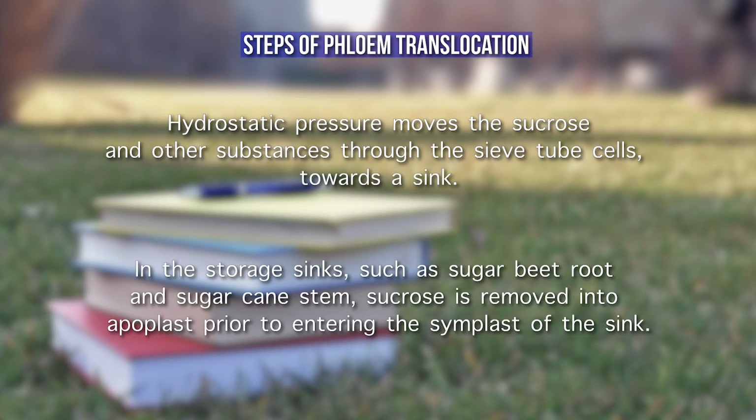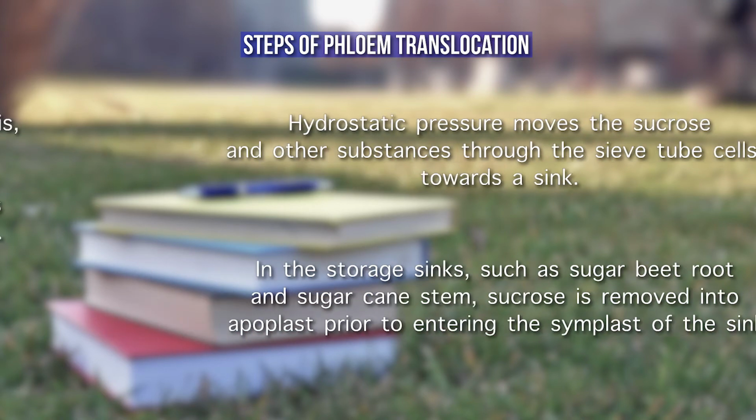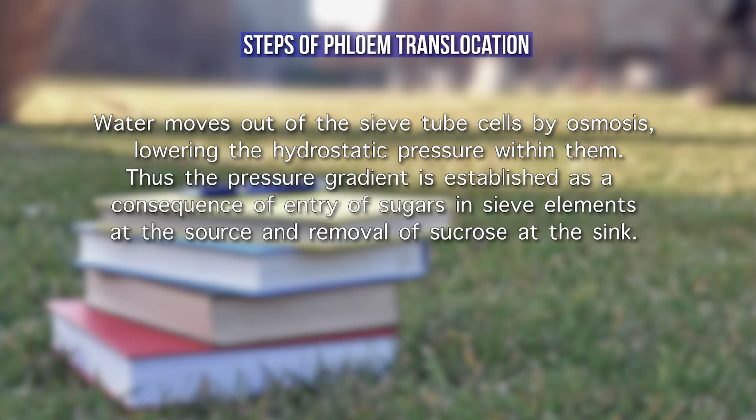In the storage sink, the sucrose is removed into the apoplast and it enters into symplast. And the water is moving out of the sieve tube by osmosis, which is gradually reducing the hydrostatic pressure, and the pressure gradient is established. So we thereby see that a particular source is continually producing sugar, which is maintaining the concentration gradient, as a result of which this sugar can be translocated to other different tissue. So ideally Munch's theory is explaining the movement of sugar molecule along with water through phloem tissue.